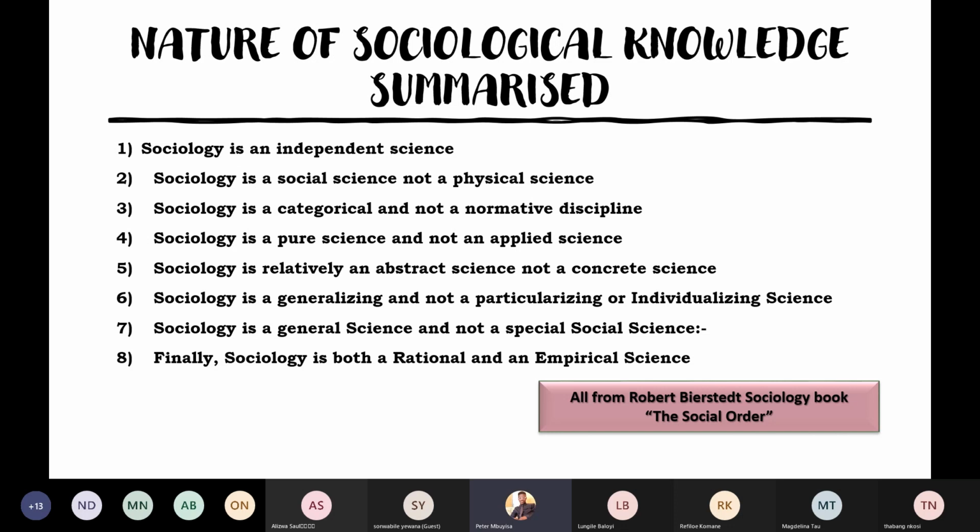Number four, sociology is a pure science and not an applied science. And what does it mean? Remember that the main aim of pure sciences is to acquire knowledge. We are not bothered about whether the knowledge acquired is useful or can be put into use or applied in certain fields.